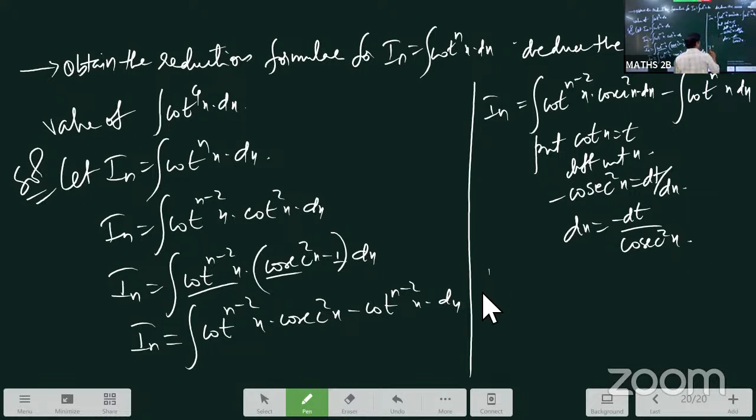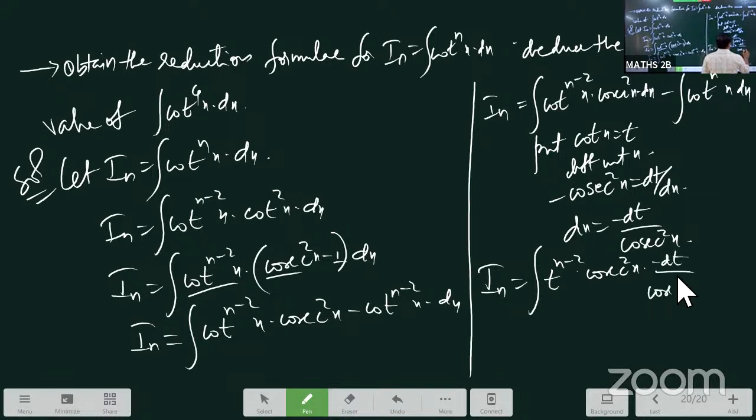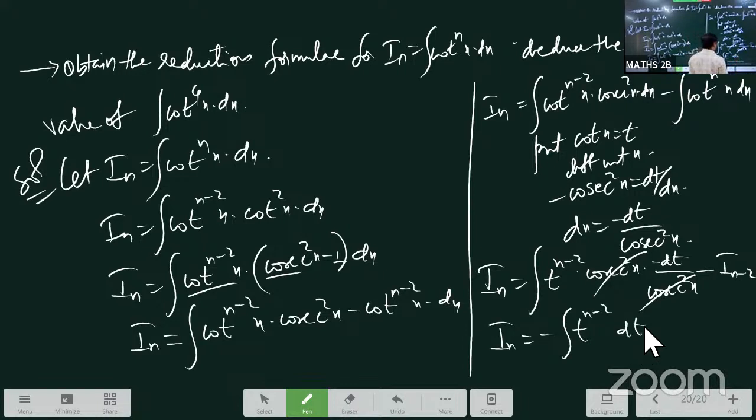Now replace everything back. That is cot to the power n minus 2, cot x you take it as t. So t to the power n minus 2, cosecant square x as it is, minus dt by cosecant square x. Minus integration of cot to the power n minus 2 is In minus 2. Now these two get cancelled. So In is equal to minus outside t to the power n minus 2 dt, minus In minus 2.